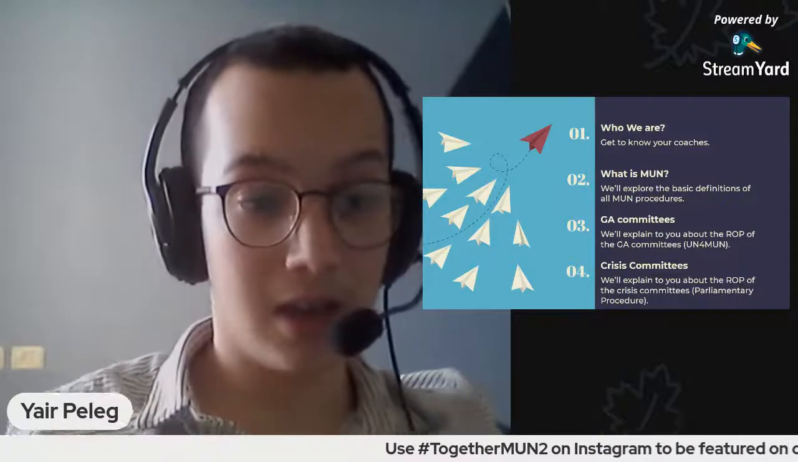Okay, so we'll start with who we are, and we'll get to know our coaches. Then I'll introduce to you what is MUN, and we'll explore together the basic definitions of all MUN procedures. Then our GHS will explain to you about the RP of the GA committee, which is UN for MUN. And then in the crisis committees, we'll explain to you about the RPs of the crisis committees. And some crisis chairs will be there.